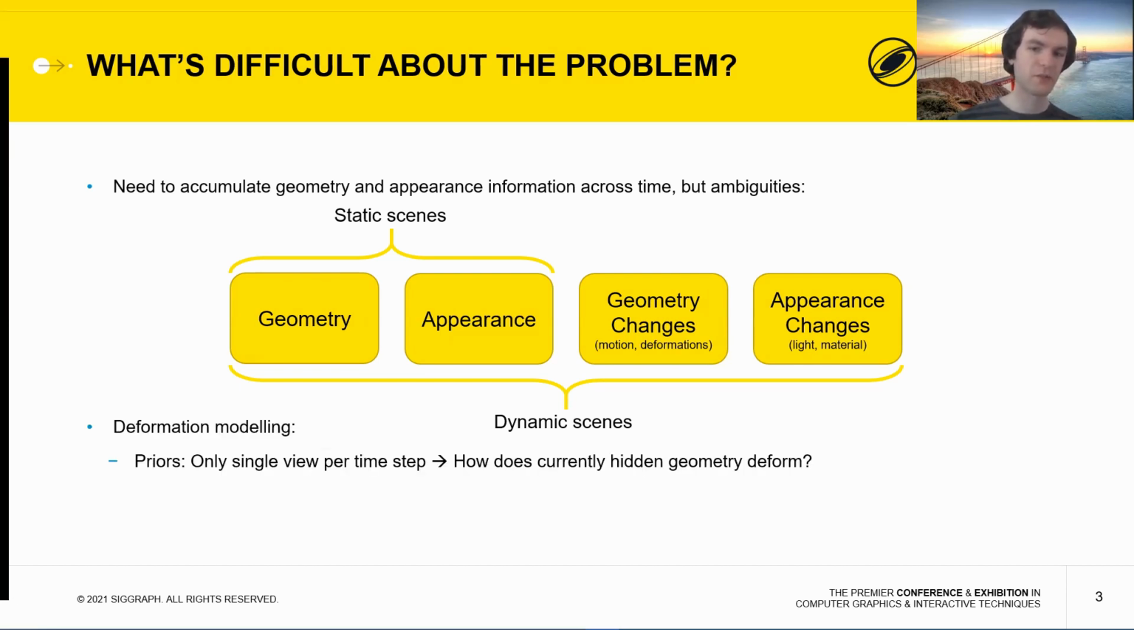Because of that, we need to impose priors on the deformation modeling. So as I already hinted at, since we observe only a single view per time step, the deformation model needs to handle the currently hidden geometry, ideally, reasonably well, in order for novel view synthesis to give reasonable results. In addition, when parametrizing deformations, we also need to be able to, for example, introduce discontinuities into the parametrization in order to handle topology changes.